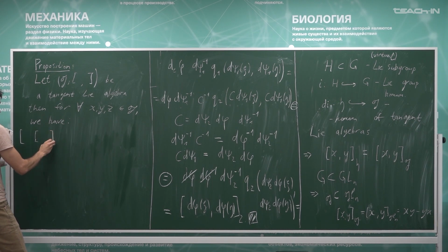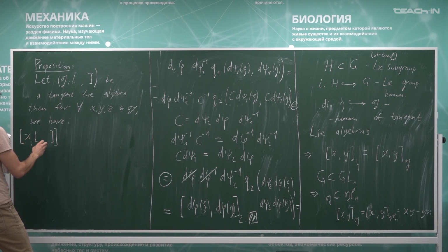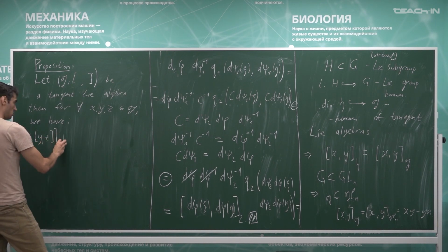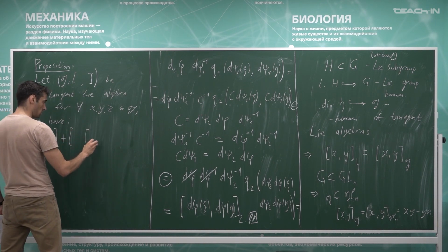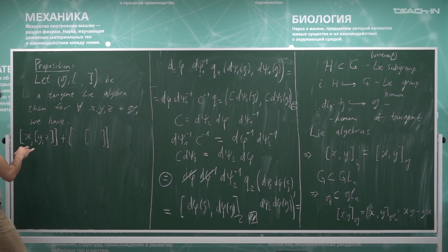So it is the commutator of two commutators: the commutator of the first two elements, and then the commutator of the third with the commutator of the first two. I need to put them in cyclic order, take a sum, and this equals 0. So namely, I put it like this, plus. So then I take all the cyclic permutations of this.